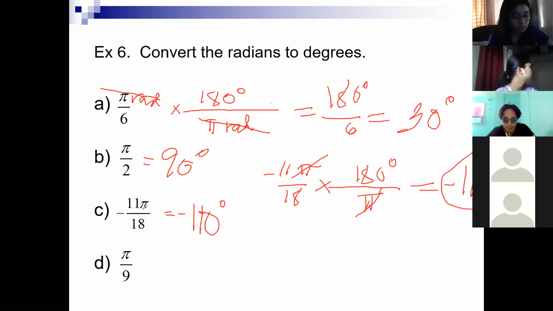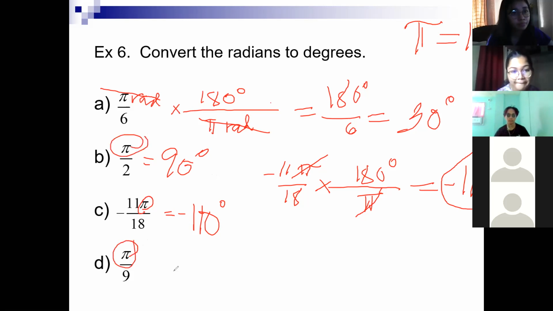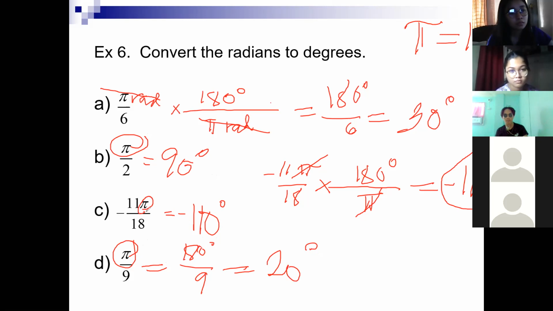In simple terms, replace pi by 180 degrees because 1 pi radian is equal to 180 degrees, right? Therefore, it's safe to say that you may replace the pi by 180 degrees. In other words, in letter D, this is equal to 180 degrees divided by 9, which is equal to 20 degrees. Make sense? So it's just like replacing the pi by 180 degrees in changing radian to degree measure.